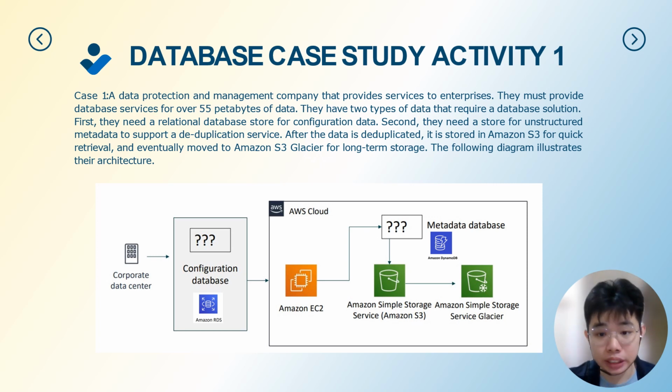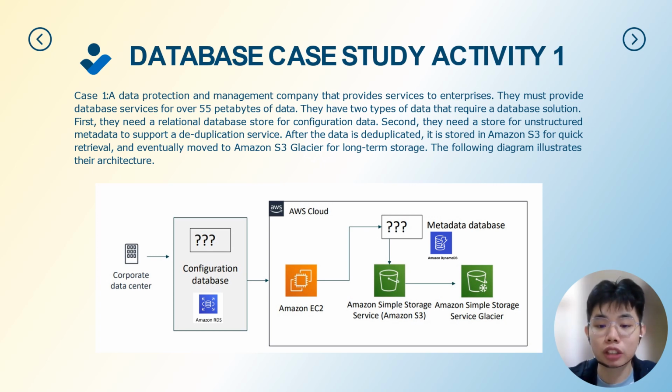Based on this case study and the organization architecture diagram, the organization is a data protection and management company that provides services to enterprises. They handle over 55 petabytes of data and require two types of databases. One for configuration data, which is relational. Another one is the unstructured metadata, which supports deduplication and service. The data is initially stored in Amazon S3 and then moved to Amazon S3 Glacier for long-term storage.